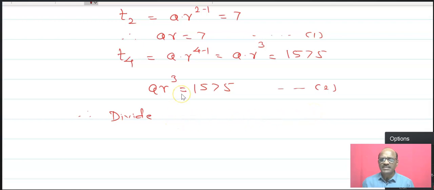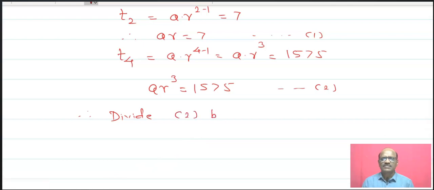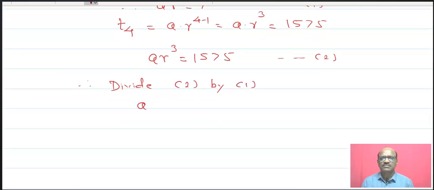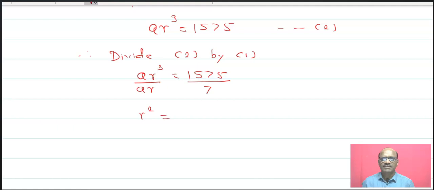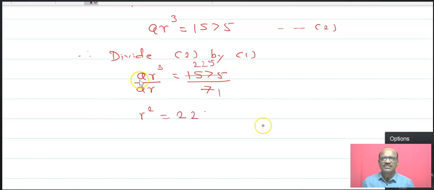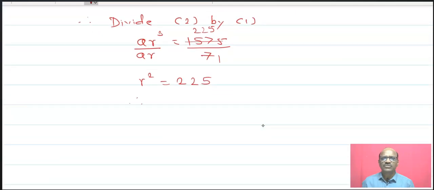Now we have two values, that is from the first and the second. We will divide the second by the first. That is AR cube upon AR is equal to 1575 upon 7. In this case the A and R get cancelled and we get R square is equal to 225. Therefore R is equal to 15.